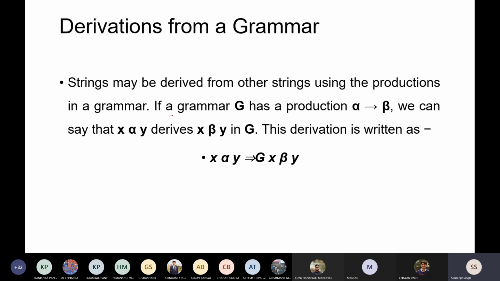What do I mean by this? Just wait for a minute. If a grammar G has a production alpha tends to beta, we can say that alpha A alpha Y derives A beta Y in G. The derivation is written as. I will tell you how the derivation is done, so don't worry about this definition.